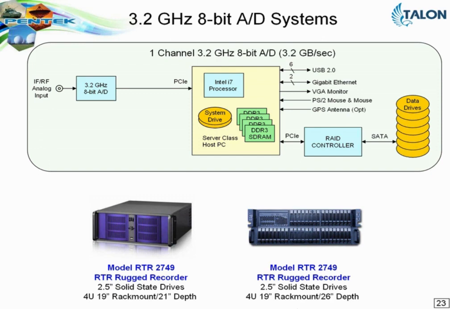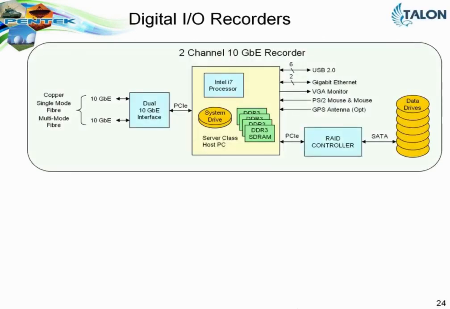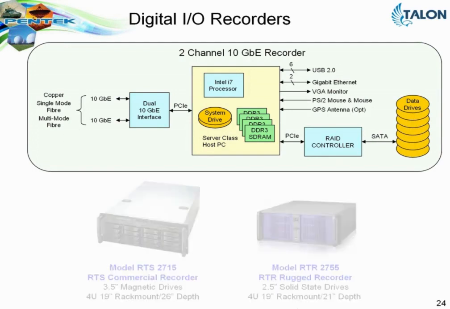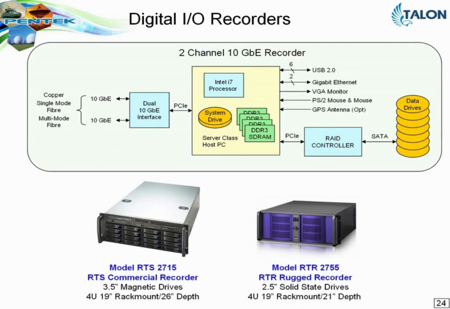For the inputs and outputs, we're doing analog recording currently at rates up to 3.2 gigahertz for capturing a 1.5 gigahertz analog bandwidth signal, a full bandwidth 1.5 gigahertz captured. We're also delivering D to A outputs at up to 1.25 gigasamples per second.